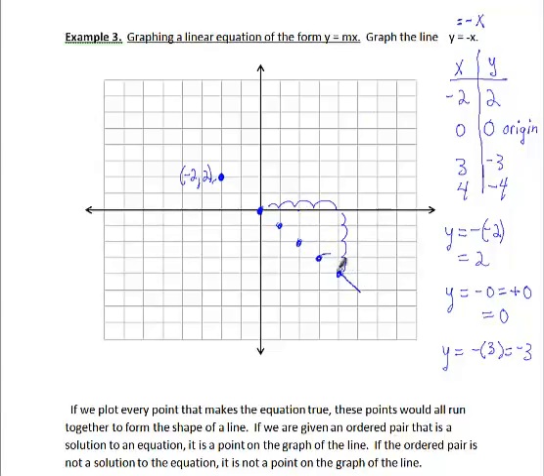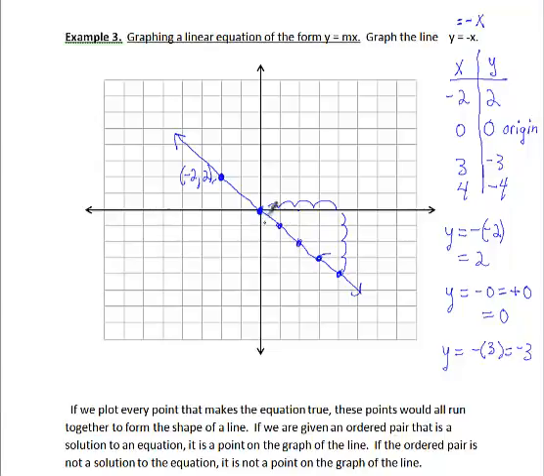So at this point we just simply draw a line. I'm doing the best I can to make this straight. And we can't draw it forever, so what we usually do is we just place arrows at the ends, and we make sure the line connects all of our points that we plotted.